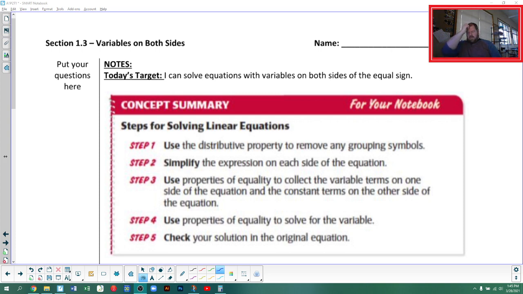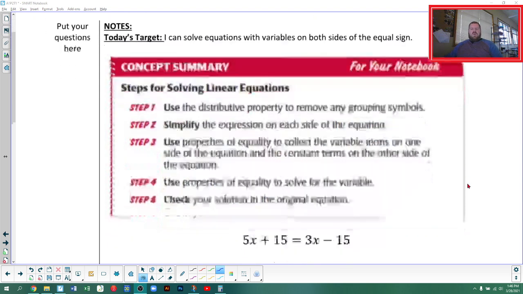And then what we want to do is move all of our variables on one side and all of our numbers on the other. And then we want to solve. Okay, so we'll go ahead and take a look at that.